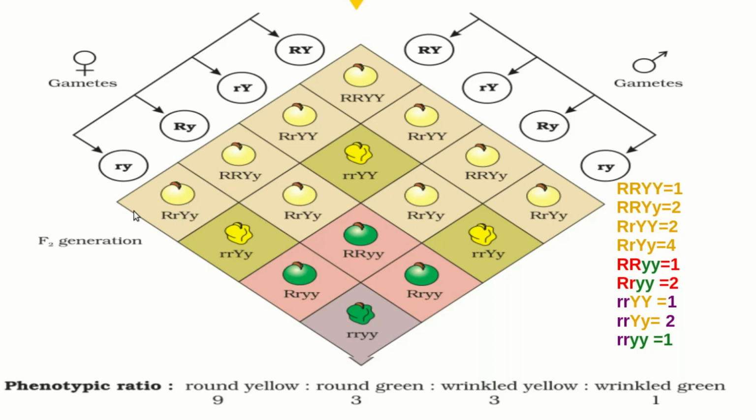Four seeds are present. And with capital R capital R small y small y, only one seed is present. And capital R small r small y small y, two genotypes are present. And with small r small y, only one genotype is present. So from this, we can write the genotypic ratio of this dihybrid cross. It is 1:2:2:1:4:4:1.